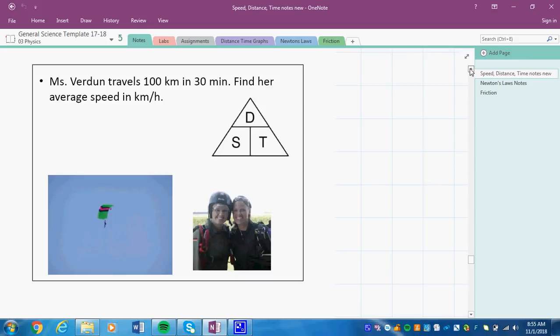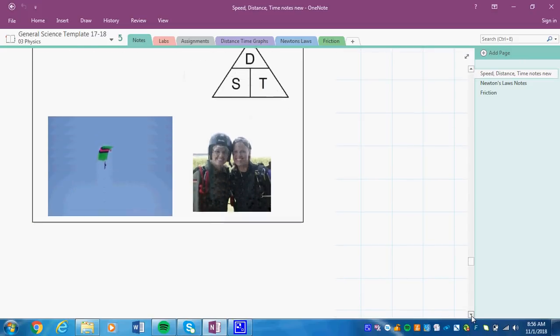So what do we need to do? Well, we need to change this, right? So we need to convert this. So Miss Verdon travels 100 kilometers. And what is 30 minutes of an hour? Well, it's 0.5. So knowing that, 0.5 hours, let's see what we got. So she travels 100 kilometers, and she does it in 0.5 hours. Her speed, I'll wait. Did you get 200 kilometers per hour? Skydiving? Oh, it's awesome. All right.